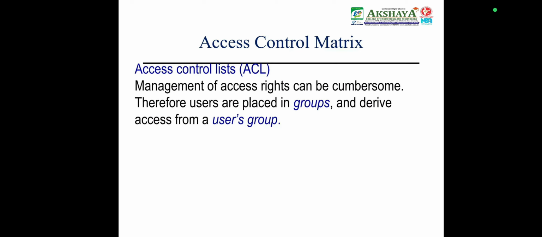Disadvantages. Scalability. In large systems with many subjects and objects, the matrix can become enormous and challenging to manage. Storage overhead. Maintaining a complex matrix requires significant memory, especially in systems with numerous resources. Dynamic changes. Frequent updates to access permissions can make managing the matrix cumbersome. Sparse representation. Most cells in the matrix are often empty, leading to inefficient use of resources.